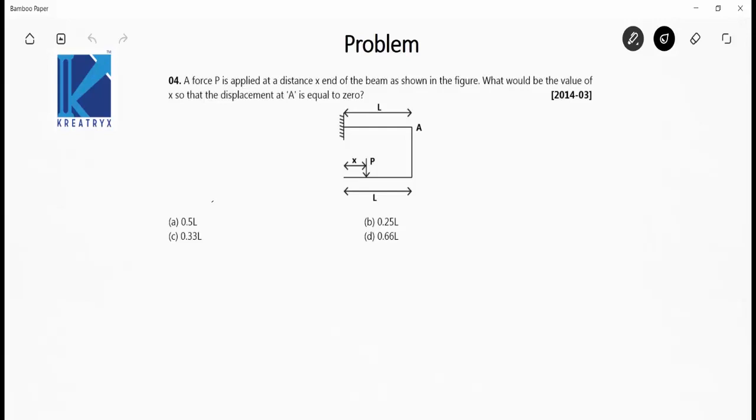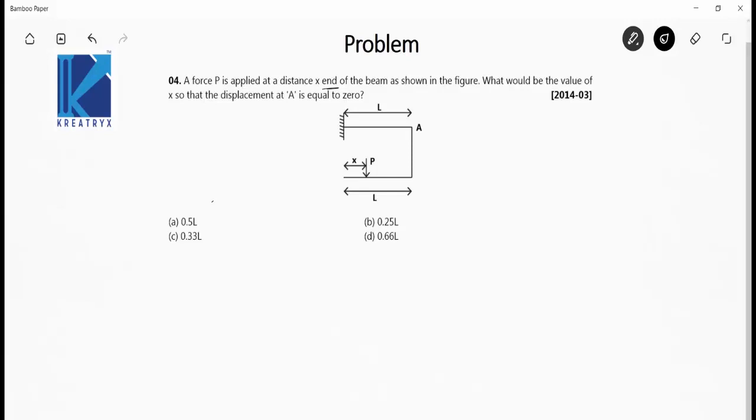A force P is applied at a distance x from the free end of the beam. I think some typo is there, as shown in the figure. Okay, what would be the value of x so that the displacement at A is equal to 0?